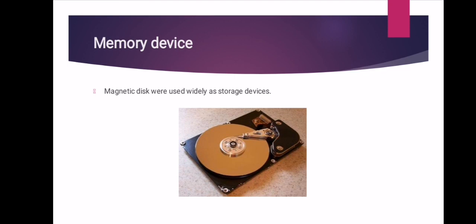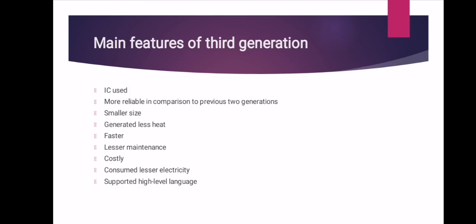Memory device. Magnetic disks were used as storage devices in third generation computers. Main features. The main features of third generation computers are that they are smaller in size, need less heat, are faster, costly, support high level languages, and produce less heat as compared to the previous two generations.